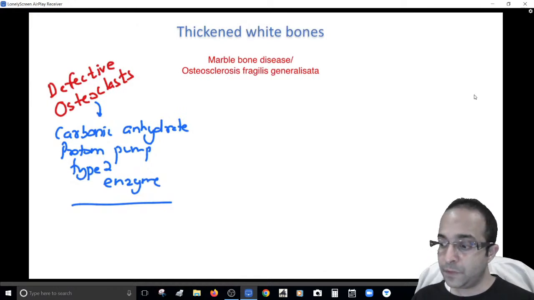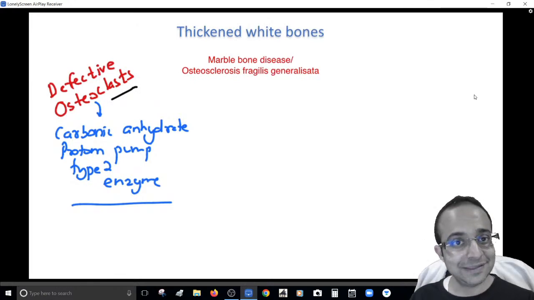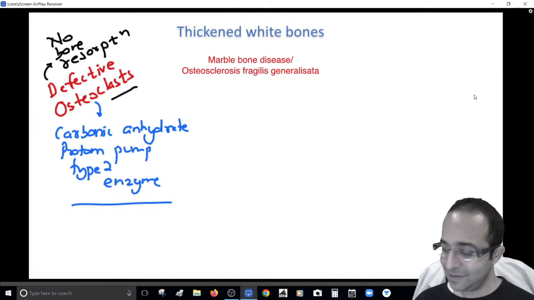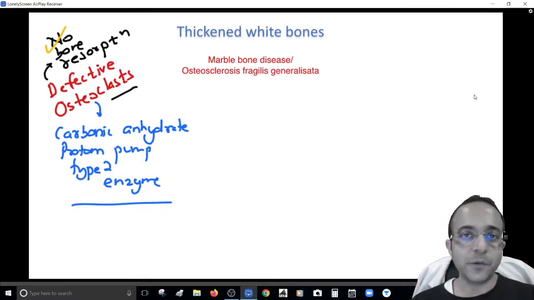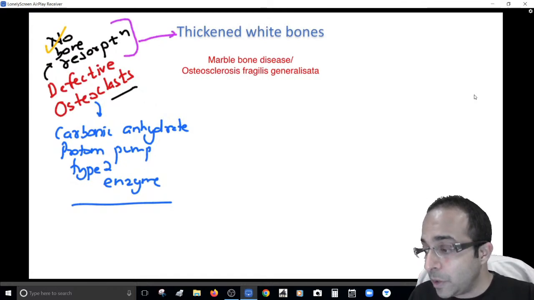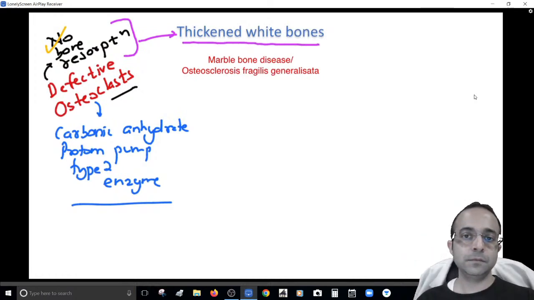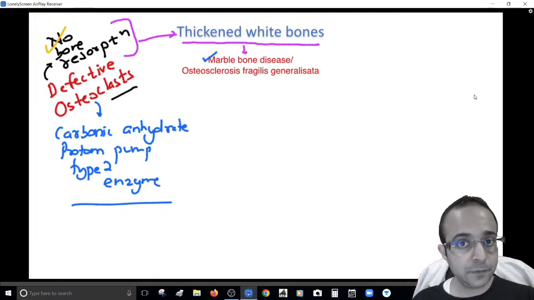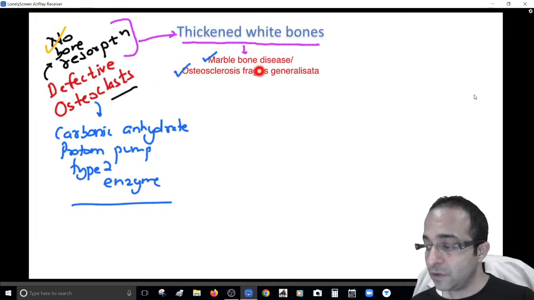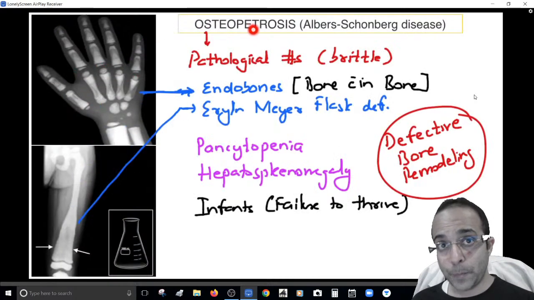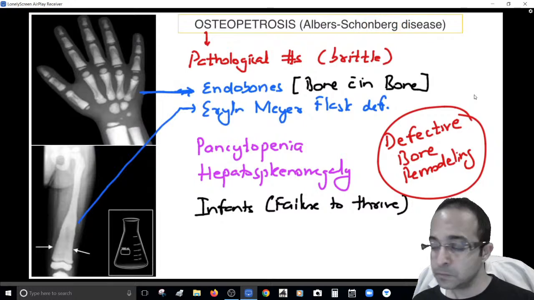Now you're very much familiar with the function of osteoclasts. They tend to resorb bone. So bone resorption is not there. Now bone resorption is required for bone remodeling. So because of this, the bones cannot remodel properly. So eventually these bones end up becoming thick and white. That's why we at times call this condition classically the marble bone disease, because bones are whitish, or even osteosclerosis fragilis generalizata. So osteosclerosis, marble bone disease, osteopetrosis or Albers-Schonberg disease, all synonymous.